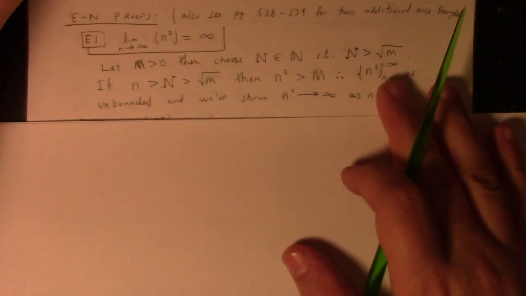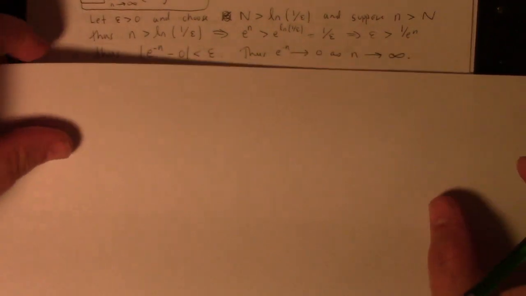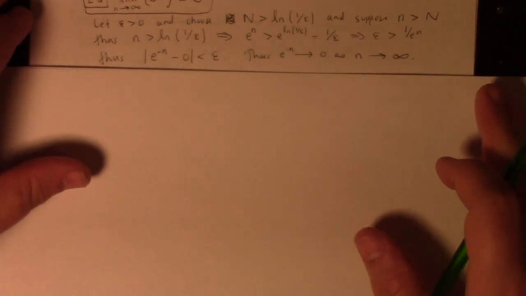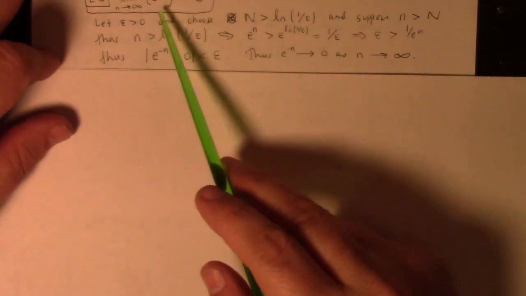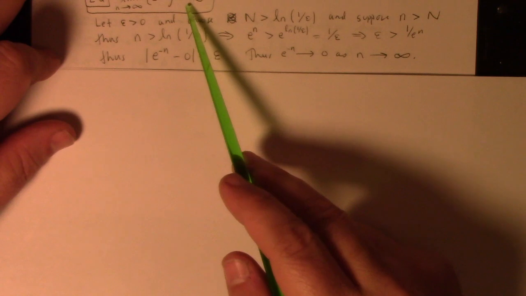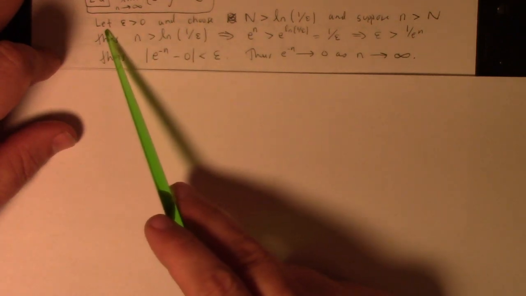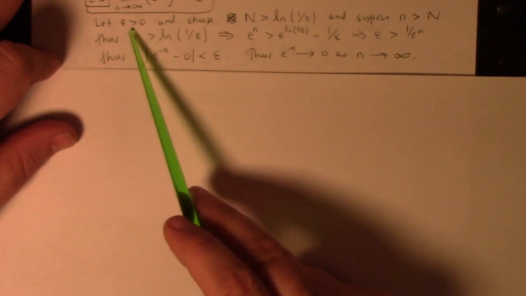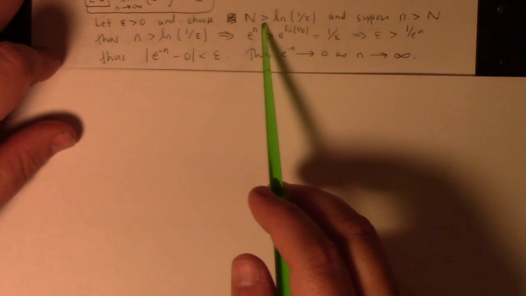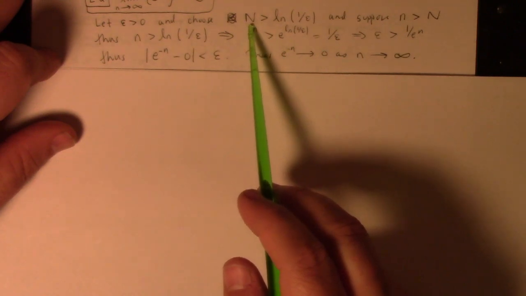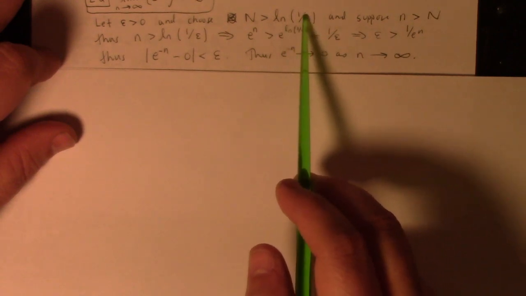Another example of this kind of epsilon-N proof. This one's an honest to goodness epsilon. This is a convergence proof. I'm proving that the limit as n goes to infinity of e to the minus n is equal to 0 directly from the definition of the limit. So here's the way that goes. We let epsilon be greater than 0, and I'm going to choose a natural number N which is greater than the natural log of 1 over epsilon.